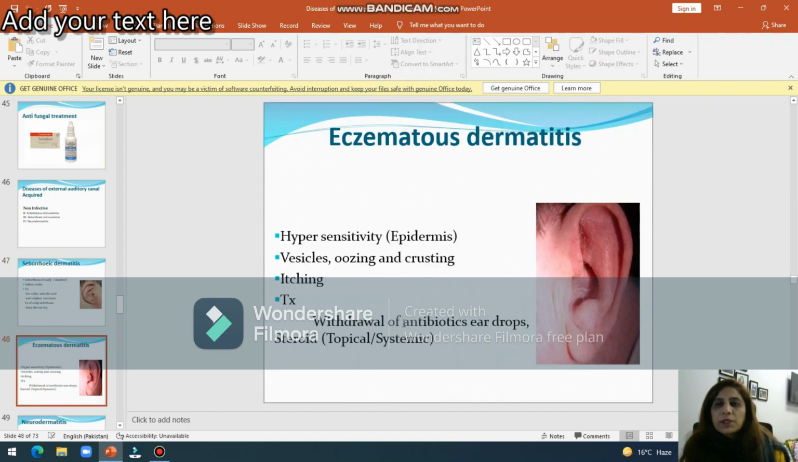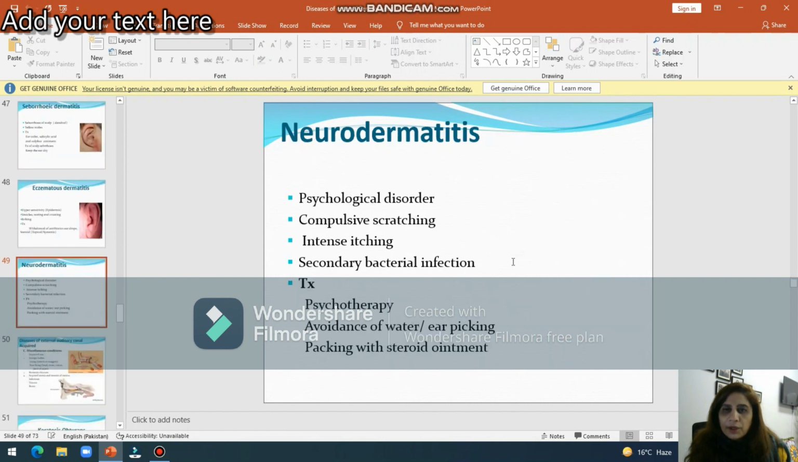And eczematous dermatitis is usually seen if the patient is allergic to certain drops. So the patient will give a history of swelling after putting these drops. You can see in this picture there is a swollen pinna, and you can see erythema around the pinna, on the cheek and on the mastoid. Treatment is withdrawal of antibiotic ear drops, and you can also give steroid in the form of topical ointment, or even oral steroids can be given.